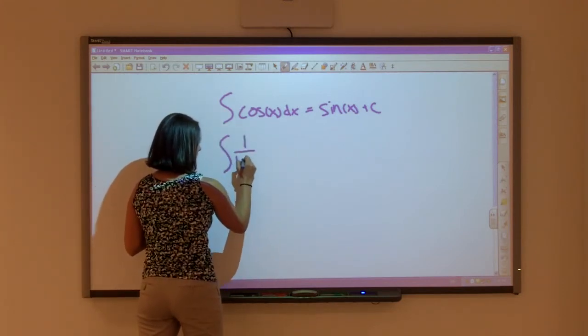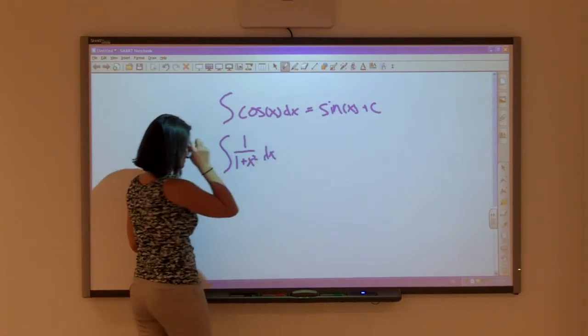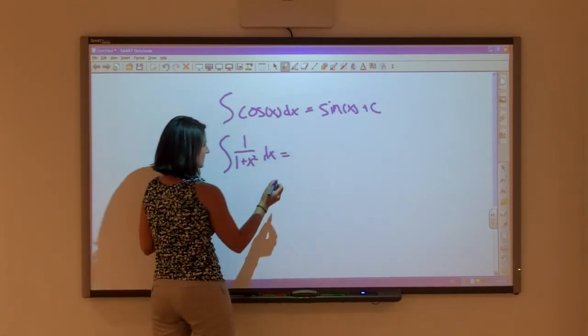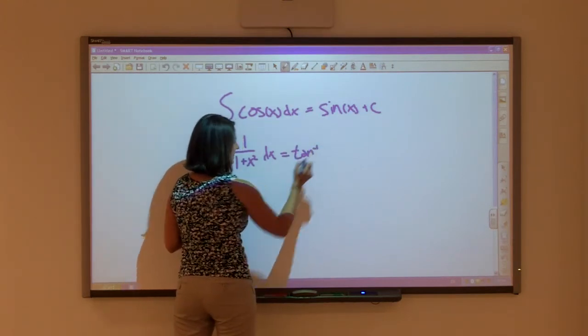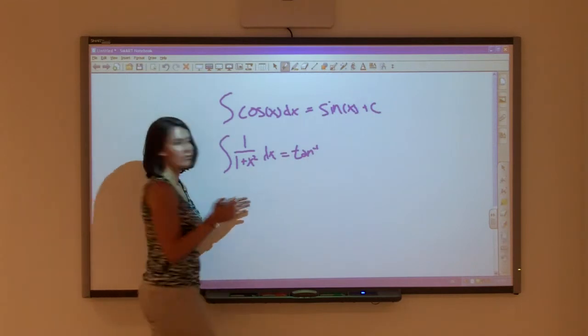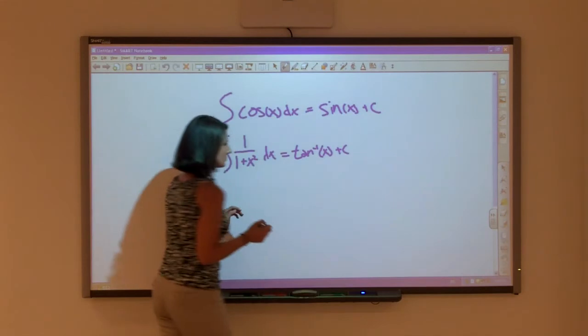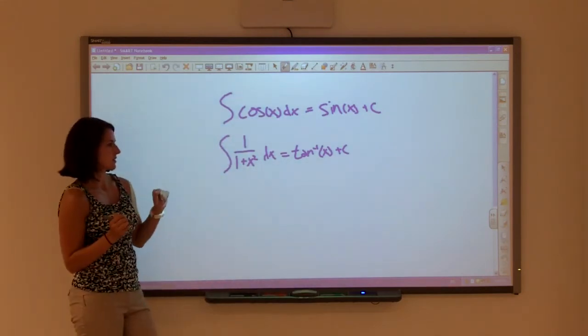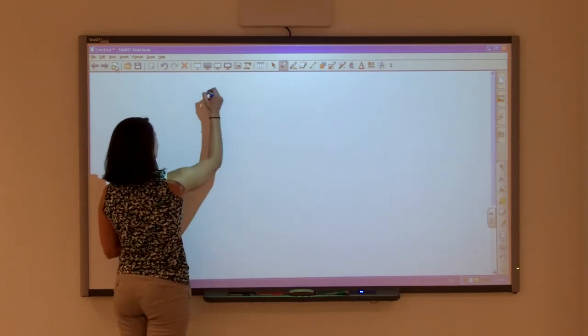Another one. The integral of 1 over 1 plus x squared dx is actually equal to tangent to the minus 1, or the arctangent of x plus constant. This is one of those that you probably should memorize. So let's try another example.